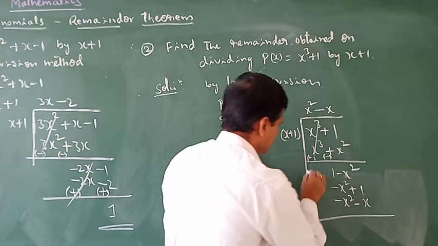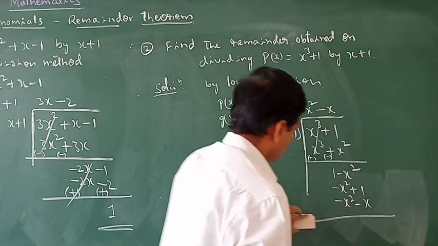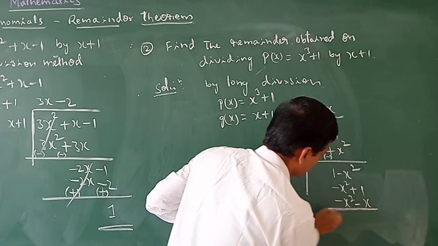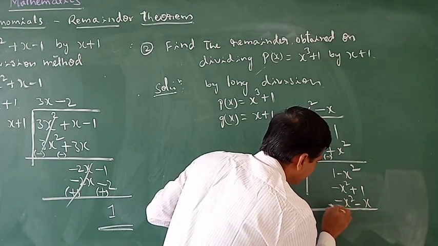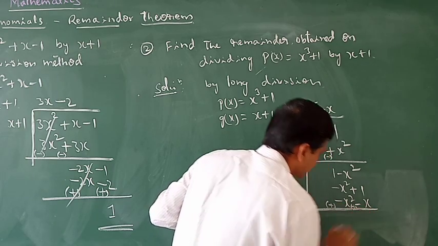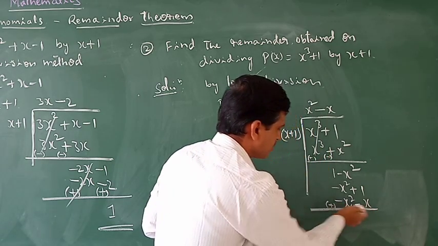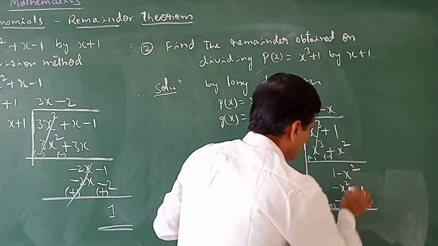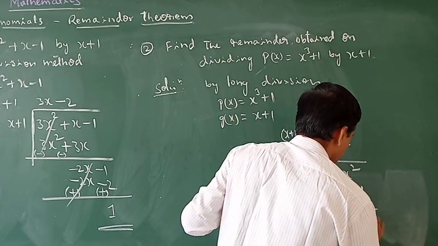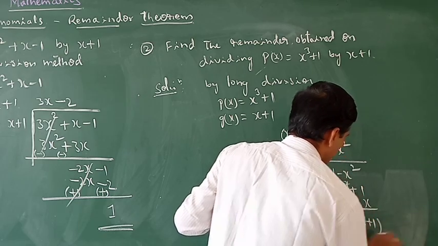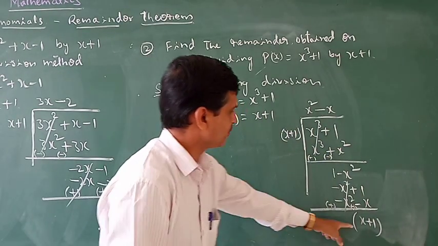Now subtract. For subtraction, carefully consider the signs only. It is plus, and it also becomes plus, because the opposite of this sign becomes plus. It is minus and it is minus. Now plus x square minus x square cancel, and it is plus x plus 1. So x plus 1 is the remainder. So now it is equal to this one.